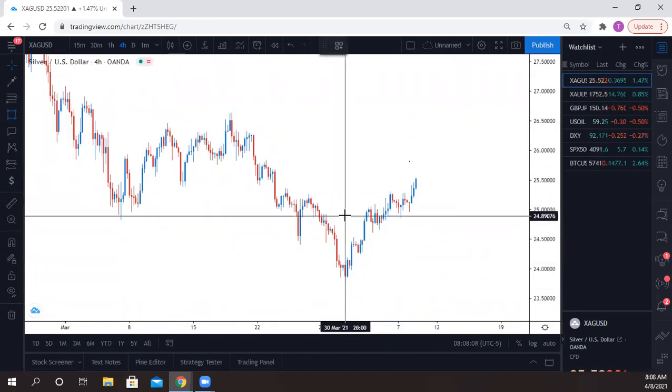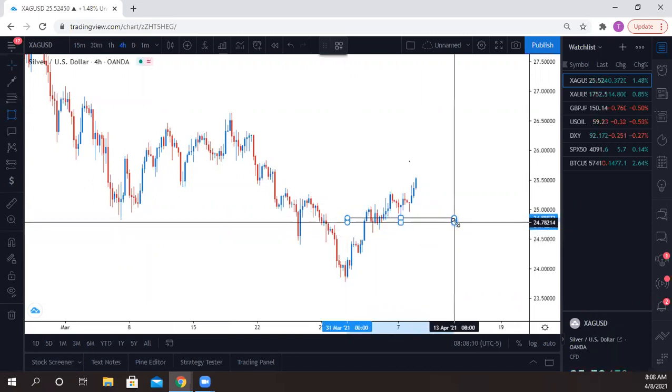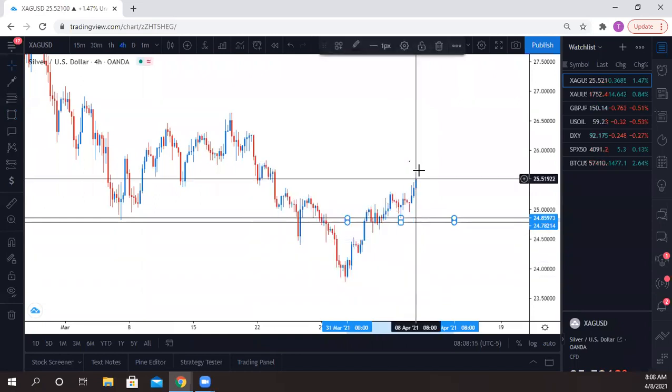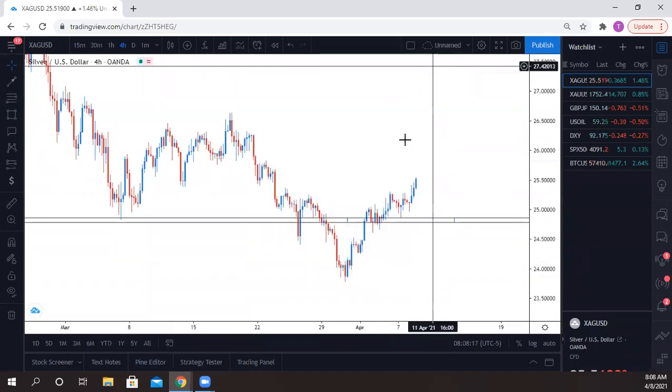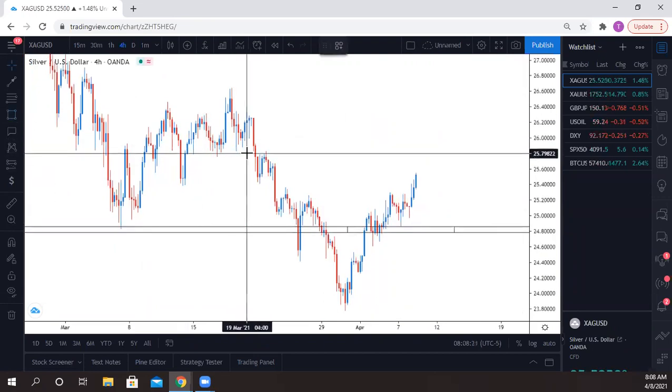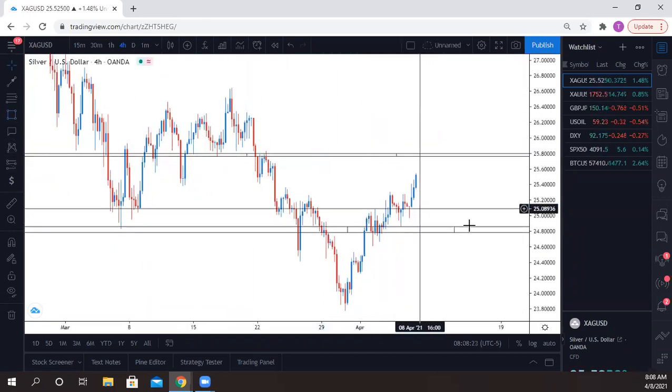So 24.85 held as expected. Now we're making runs to the upside as expected. 25.80 is not far out of the picture, just up here.